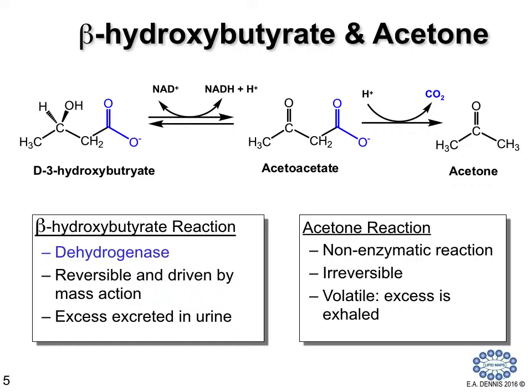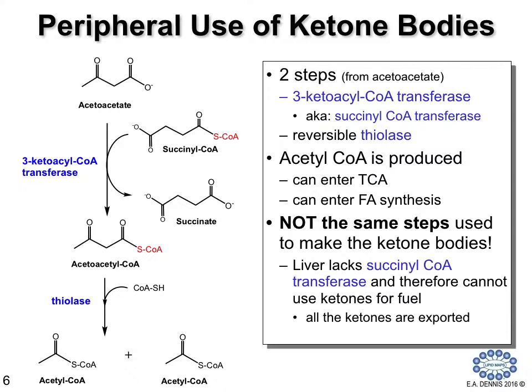Ketone bodies are synthesized in the liver and are then transferred to peripheral tissues which have an energy need. The acetoacetate can be converted to acetoacetyl-CoA in these peripheral tissues by an enzyme called 3-keto-acyl-CoA transferase.